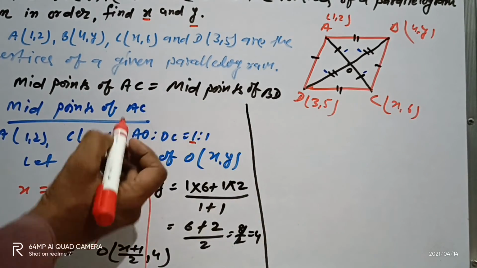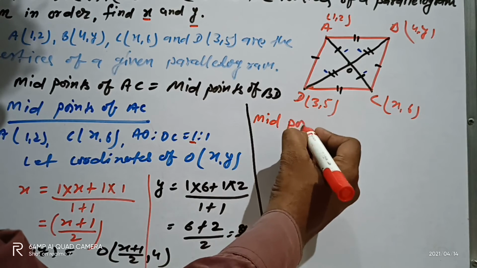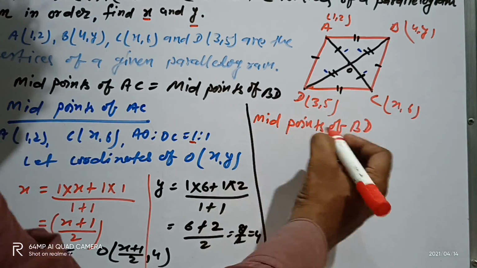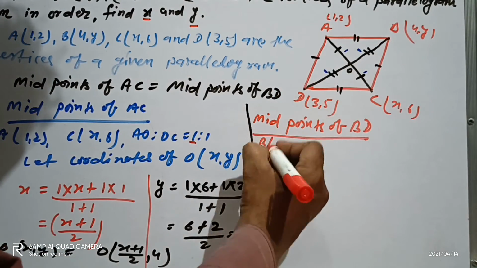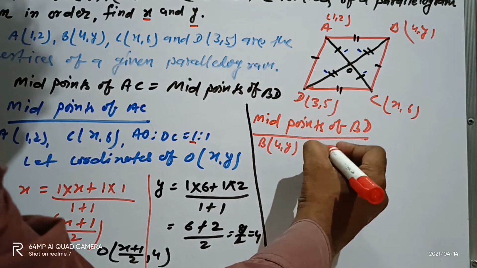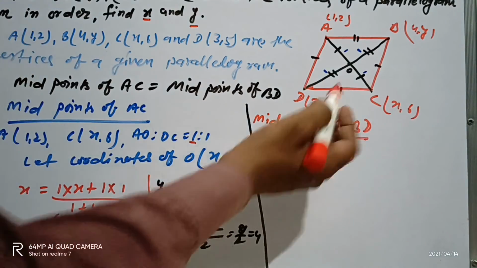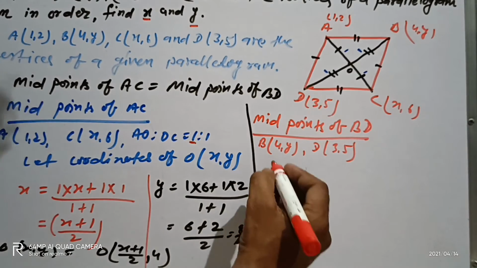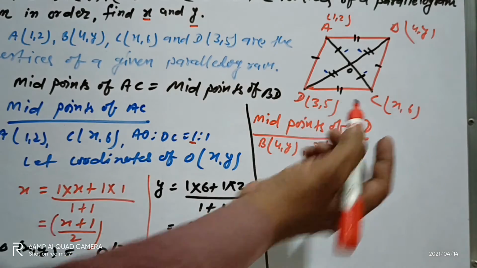Now we will find the midpoint of BD. To find the midpoint of BD, again we will write the same thing. The coordinates of B are given as 4, y, and D coordinates are given as 3, 5. Let the midpoint be x and y, no problem at all. So we can write here the same as we have taken here also, and their coordinates will also be the same.